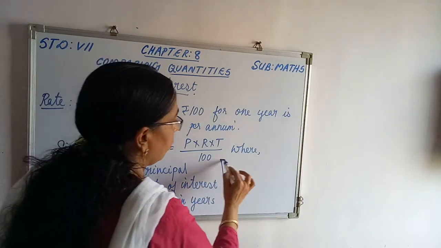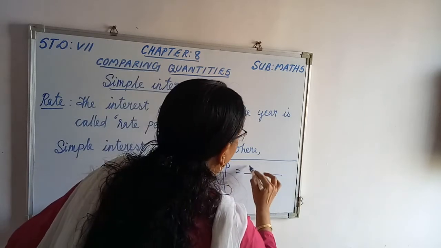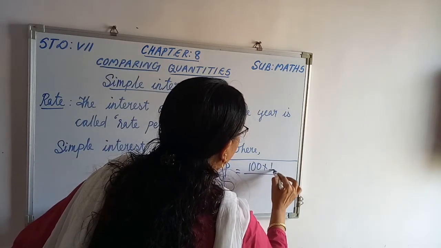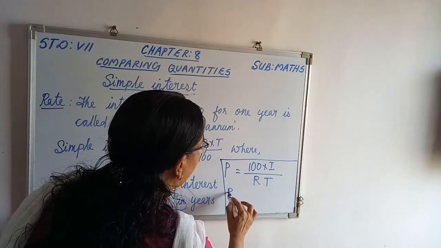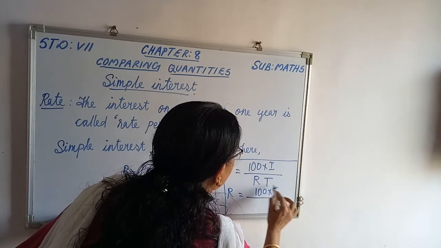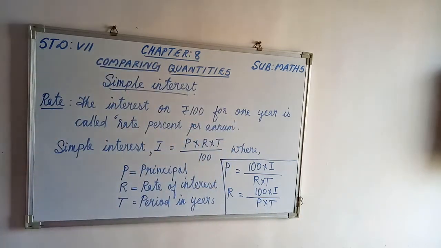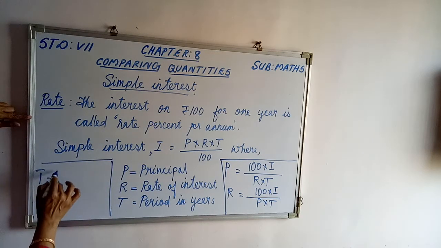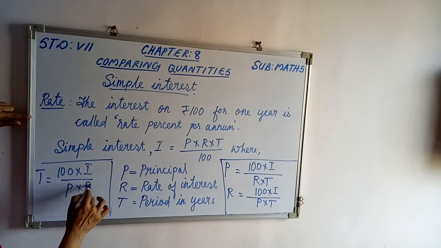Using this formula, we can calculate P as 100 into I upon R into T. In the same way, R can be calculated using the formula 100 into I upon P into T. And how to calculate T then? T is equal to 100 into I upon P into R.